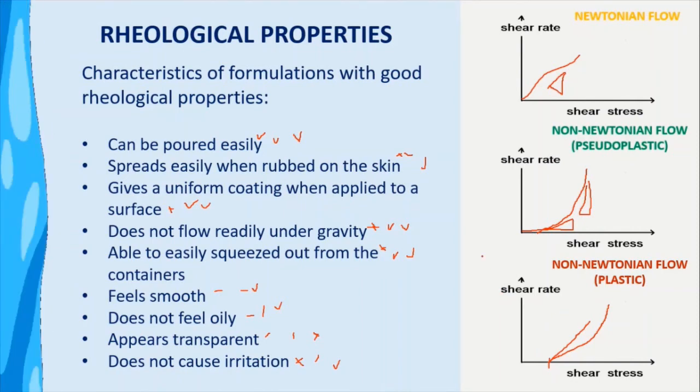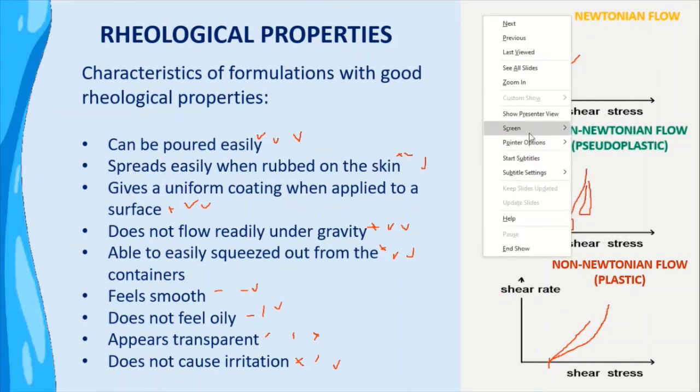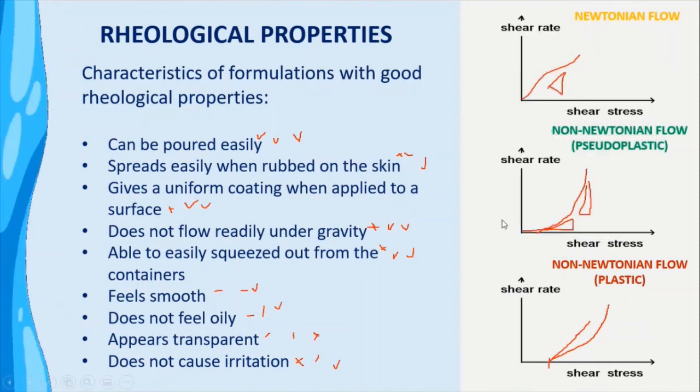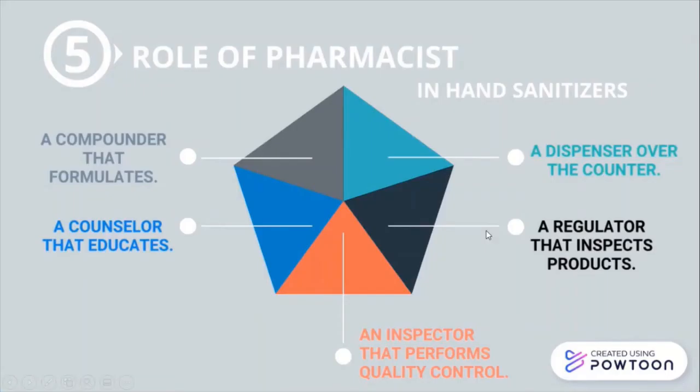Okay, so I hope you all will have a clear mind on which type of formulation is the best. Next, now we'll go to the role of the pharmacist. Pharmacists can be a compounder that formulates hand sanitizers. Pharmacists are well experienced in formulating medicine and drugs as well as hand sanitizers according to the standard guidelines. Community pharmacists can also act as a counselor that educates people about the correct way of disinfecting your hand.